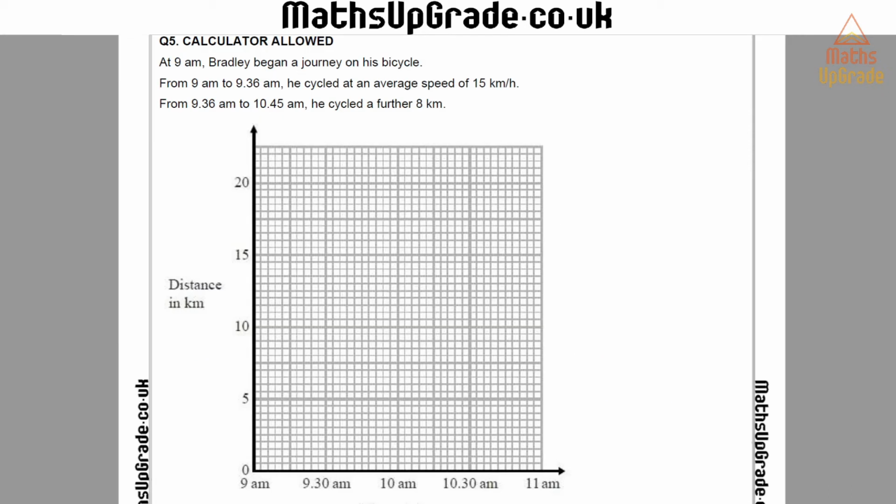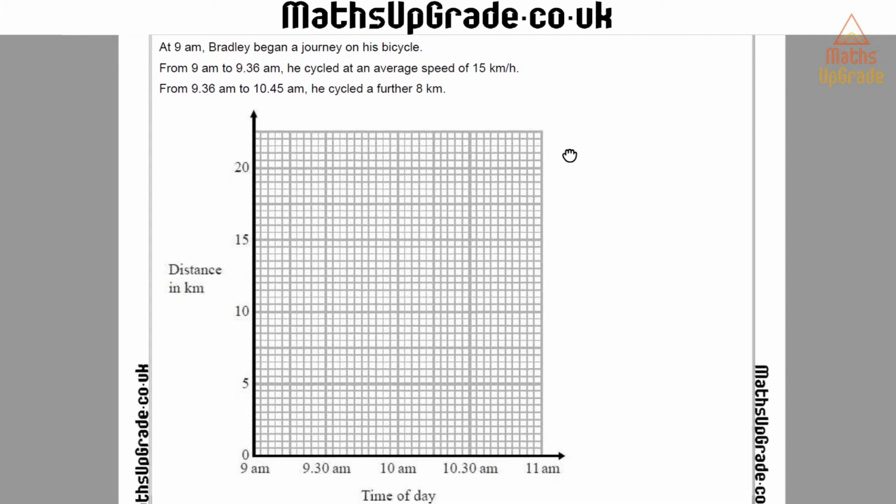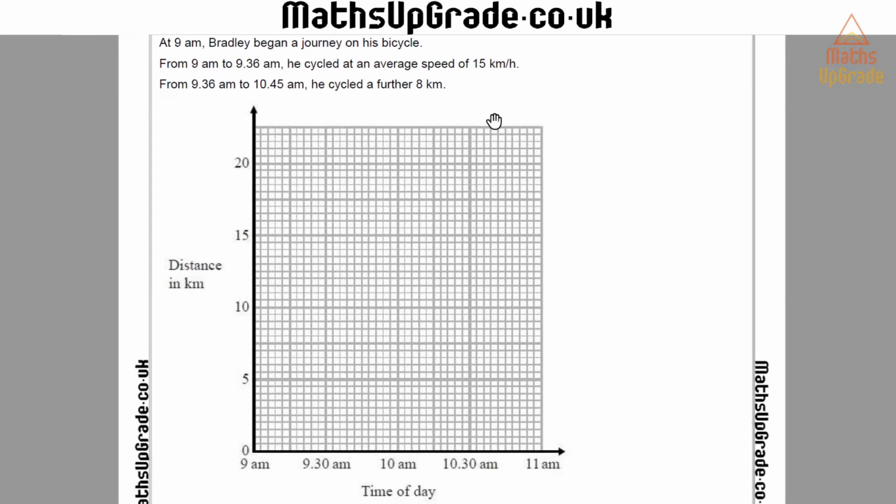So the next set of questions are all calculator questions. Question 5. At 9 AM, Bradley began a journey on his bike. You can see the times there and the average speed, and then also the second part of his journey and the distance covered. So for this question, I need to use this information and draw a series of straight line segments on my graph.